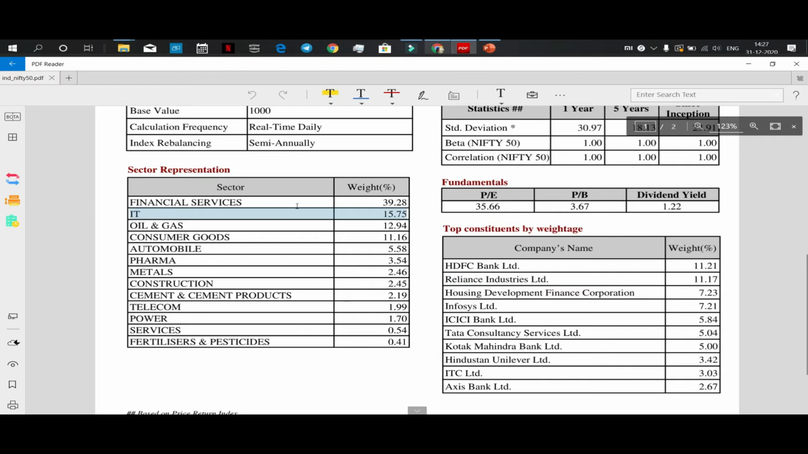Now IT or information technology carries almost 15.75% weightage in Nifty. Oil and gas, that is Reliance is into oil and gas, so this carries almost 13% weightage. Consumer goods, FMCG, ITC, Marico, these carry about 11.16% weightage. And then there is automobile, pharma, metals, and these industries like fertilizers and pesticide services, power, telecom, these carry a very small weightage in Nifty.